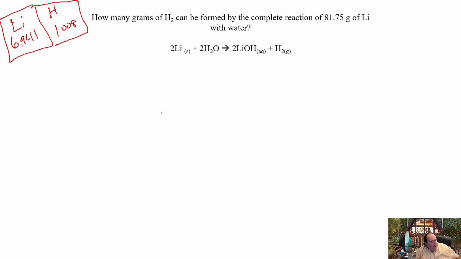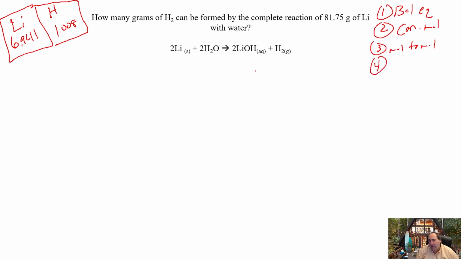And I think that might be all you need. So take a few moments here and again, follow those 4 steps. Balance equation, convert to moles, relationship, and moles to some other unit. All right, so take a moment and see what you come up with on this particular one here.